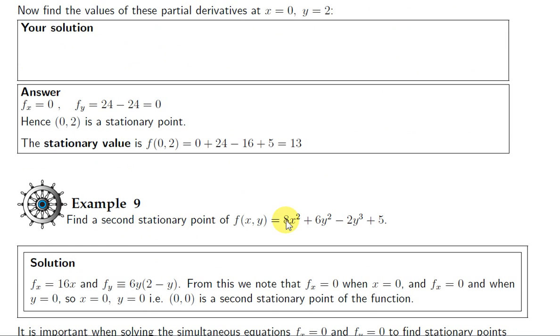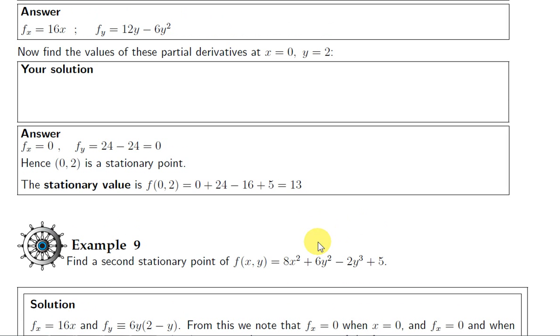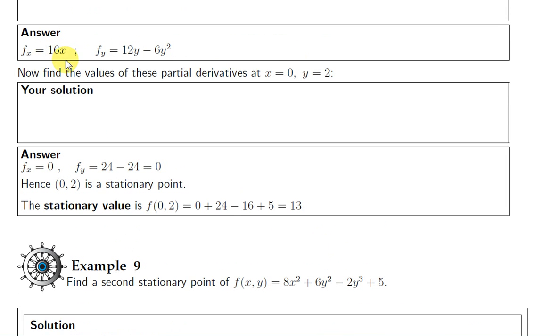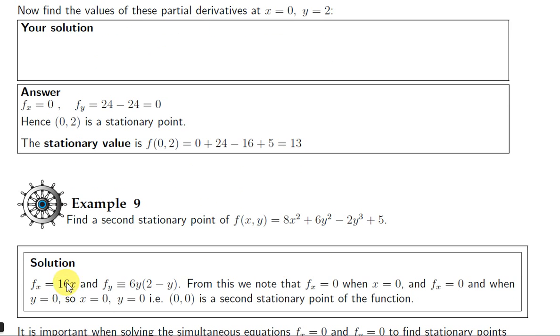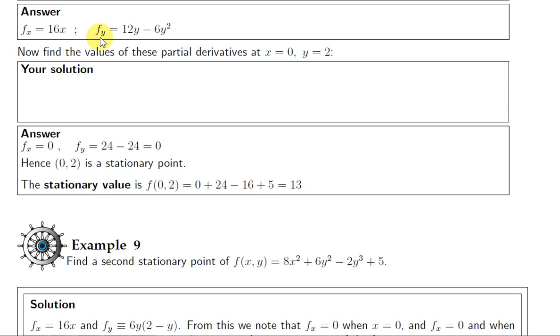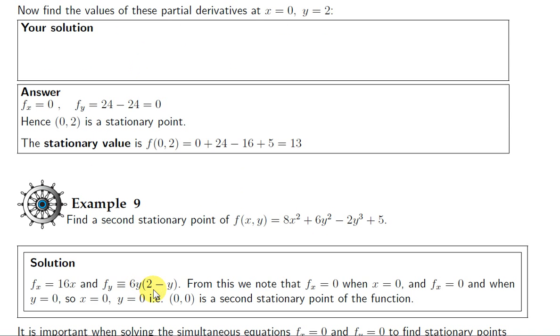Now we want to get a second stationary point of this function. This is the same function as before. So to get stationary points, as we saw in the previous video, you put both partial derivatives equal to 0. So if you set f sub x equal to 0, you only get one solution, x equals 0. However, if you put f sub y equal to 0, you get 12y minus 6y squared equals 0. If you solve that equation, well, that's a quadratic. You can factorize it into 6y times 2 minus y. So the product of these factors gives 0. So you put each factor equal to 0.